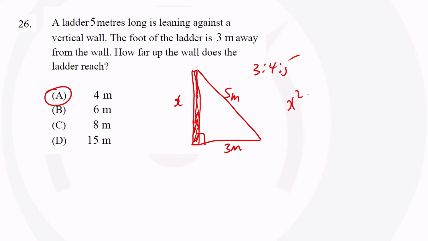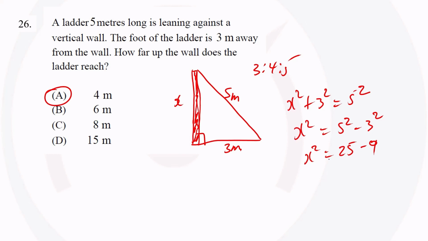So we'll have x squared plus 3 squared is equal to 5 squared. So x squared is equal to 5 squared minus 3 squared. So x squared is equal to 25 minus 9, which gives us 16. And then x is equal to the square root of 16. x is equal to 4. So you could do the long thing, but use the correlation. Know this one by the end of the video. You must know this one. 3 to 4 to 5.